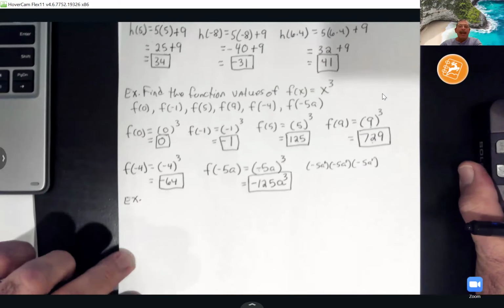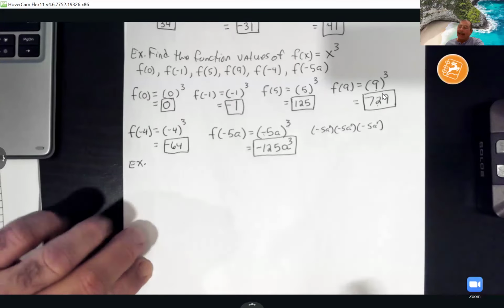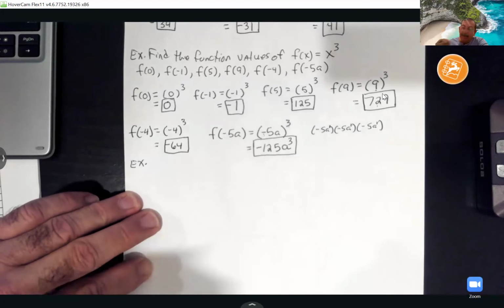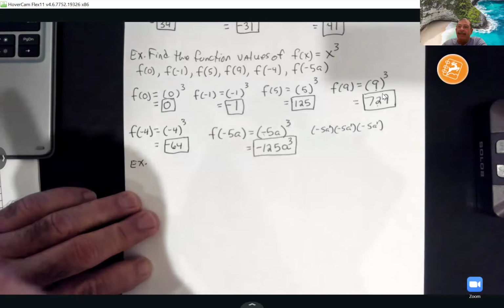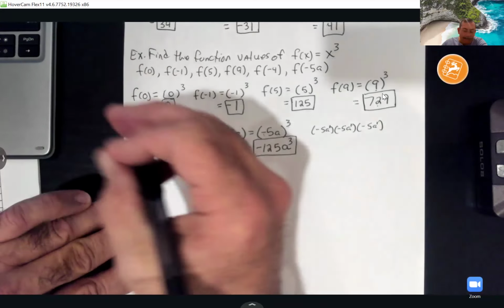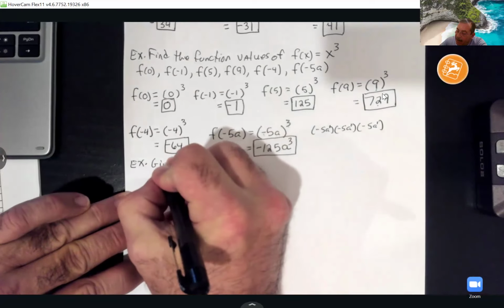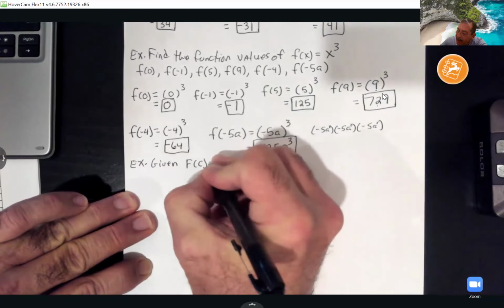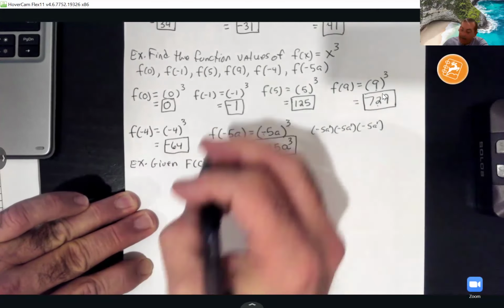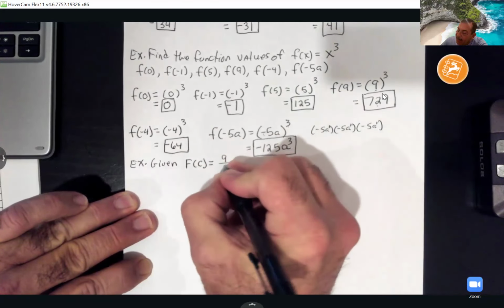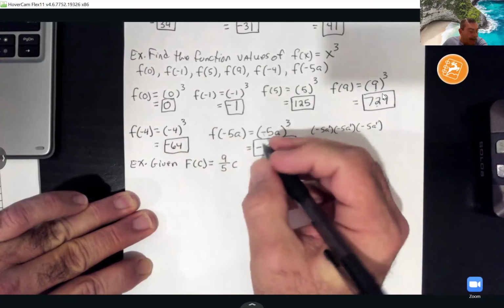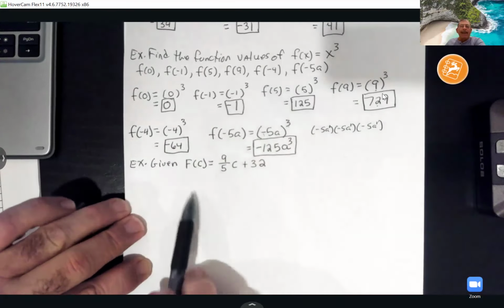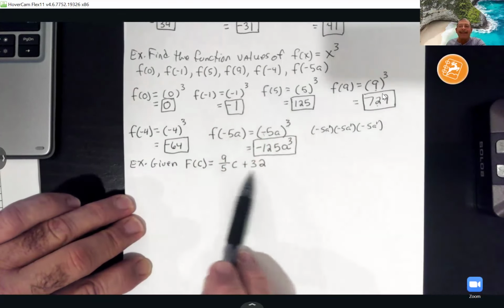All right, y'all. So now we're going to look at a real world example using functions. I'm going to give y'all a function and see if y'all can figure out what this function's for. Given f of c equals 9/5 c plus 32. Do y'all recognize this formula?